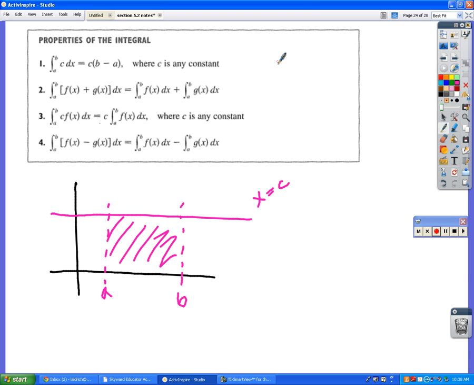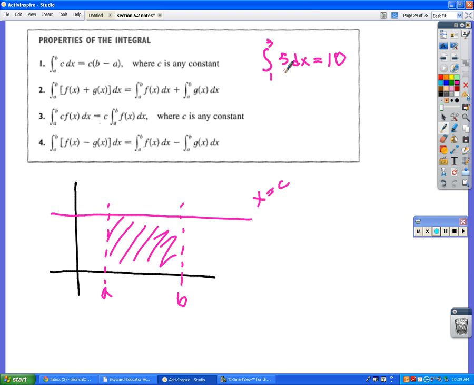So if, for example, you were going to take the integral from 1 to 3 of 5, what would your answer be? What would the integral from 1 to 3 of 5 dx be? 10. Because this would be a rectangle with a height of 5 and a width of 2. Okay? So what this is saying is you just subtract the limits of integration and multiply it by the number. Okay?